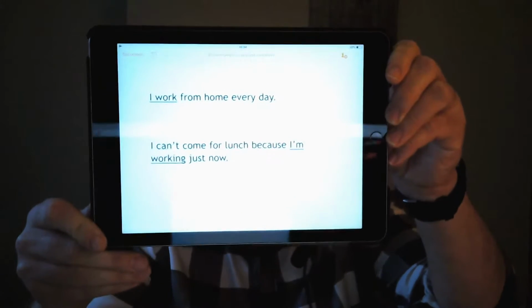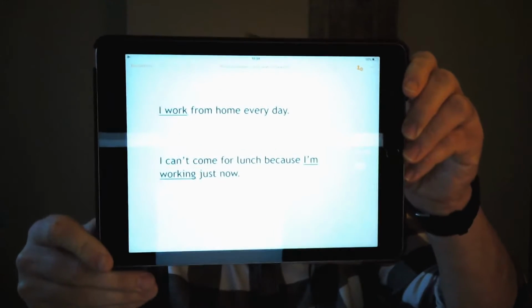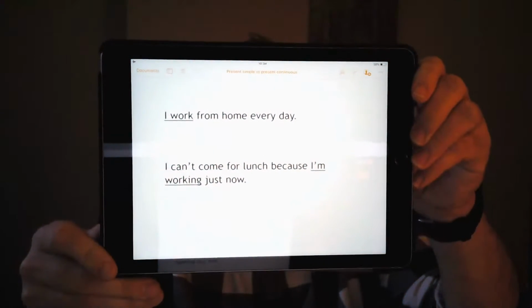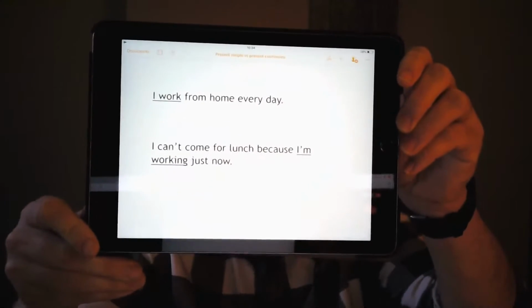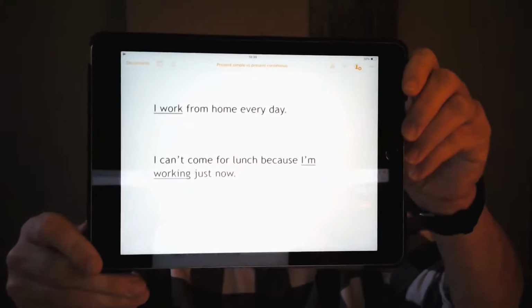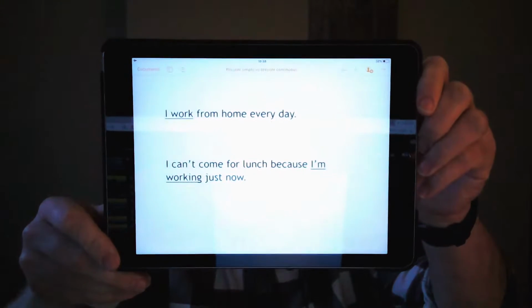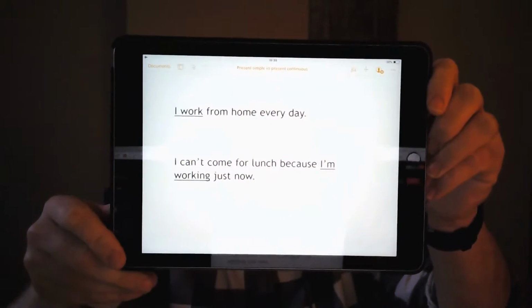Okay, so here we have our 2 sentences. I work from home every day, and I can't come for lunch because I'm working just now. So as you can see in these sentences, we have examples of both of the tenses that we're going to look at. So I work is the first one here, and in the second sentence, it's I'm working. Okay, so some basic examples of present simple and present continuous.